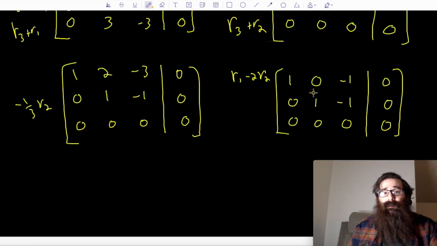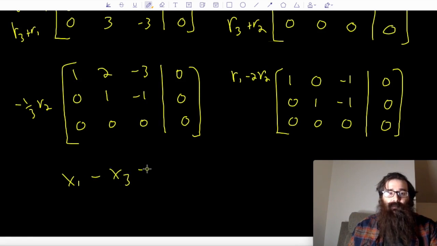Now I'm ready to start thinking about writing this in a parametric vector form. So let's actually start just by writing out what these equations are saying. So this first row, as an equation, is saying x sub 1 minus x sub 3 equals 0. The second row, as an equation, is saying x sub 2 minus x sub 3 equals 0.